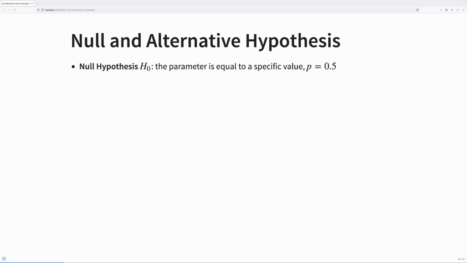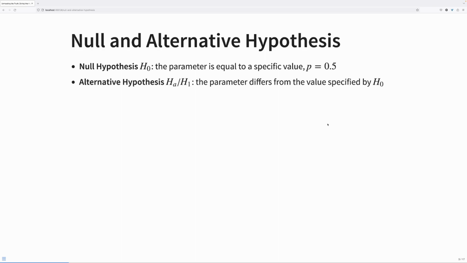So first, let's talk about the null and alternative hypothesis. The null hypothesis, which is usually denoted by H0, states that the parameter is equal to a specific value. So in our case, if we use P to denote the proportion of red marbles in the bag, then we can set the null hypothesis for our testing as P is equal to 0.5.